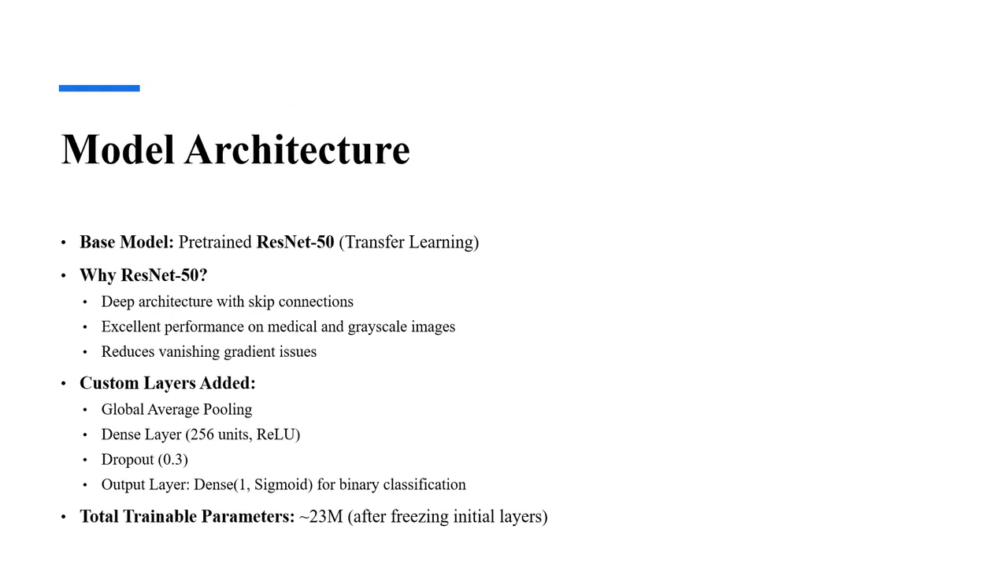We used a pre-trained ResNet 50 model for transfer learning. ResNet 50 works very well for medical imaging because of its deep architecture and skip connections. We froze the initial layers, added global average pooling, a dense ReLU layer, dropout for regularization, and finally a sigmoid output layer for binary classification. In total, the model had about 23 million trainable parameters.